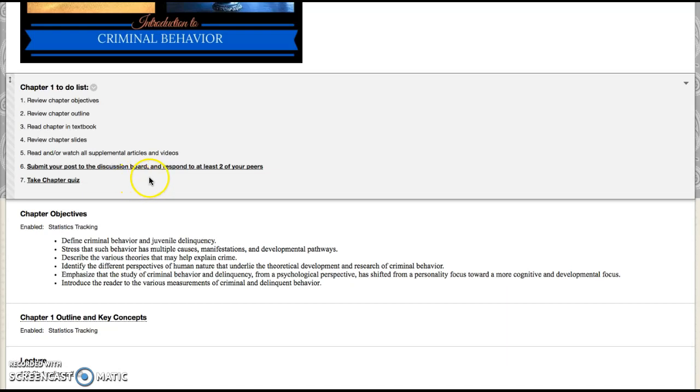This is usually all going to be done in a week time span. However, sometimes it's in a 2 week time span. So make sure you pay attention to your due dates.